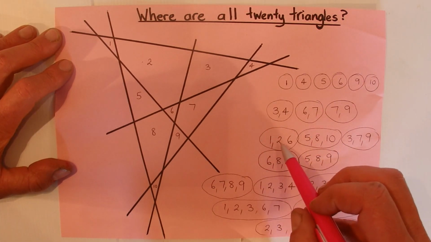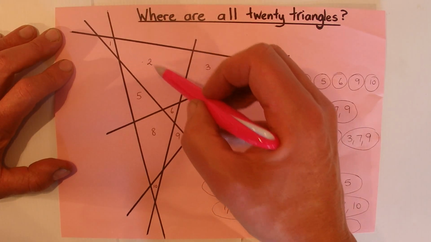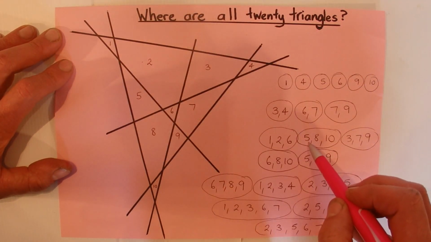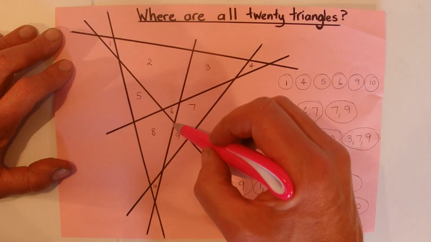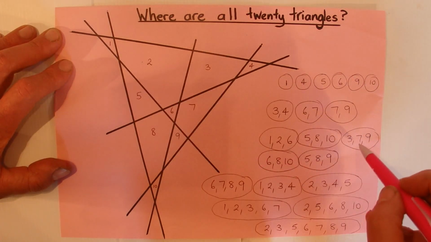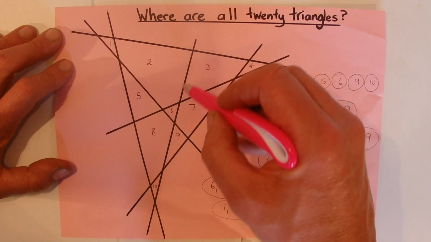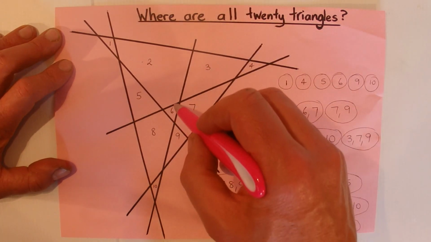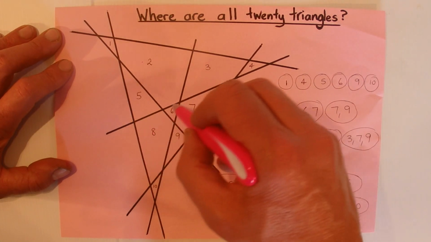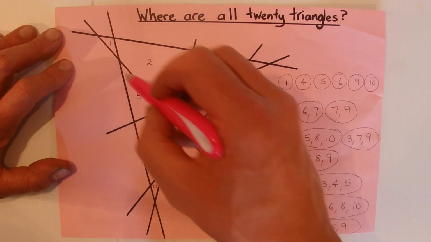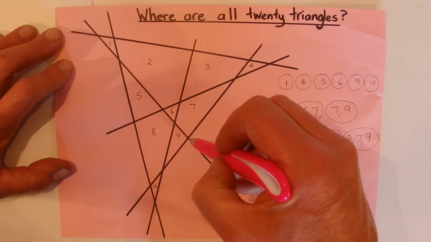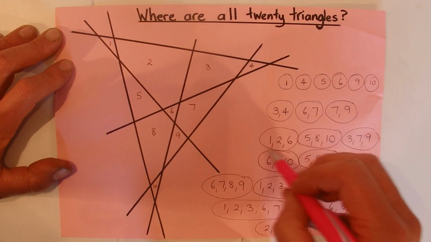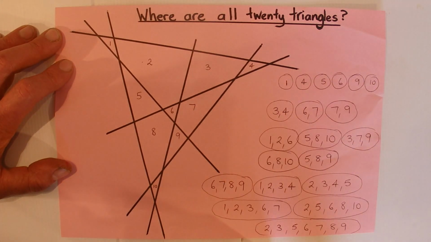We've got 1, 2, and 6, which is that shape there. Then 5, 8, and 10, that's a triangle. 3, 7, 9, another triangle there. 6, 8, and 10. And 5, 8, and 9. So that's 5 triangles that are made up of 3 adjacent shapes.